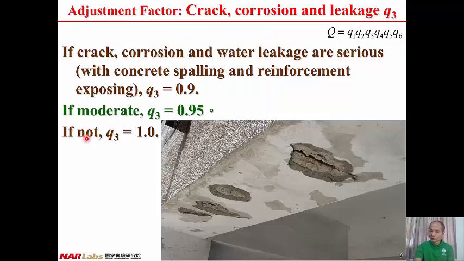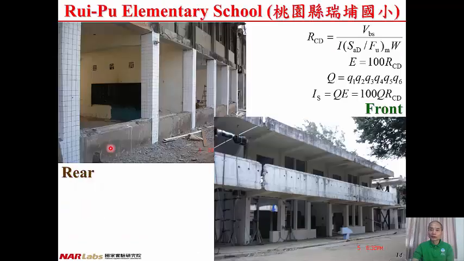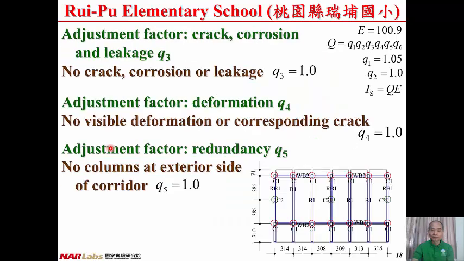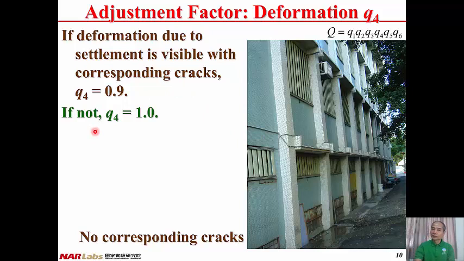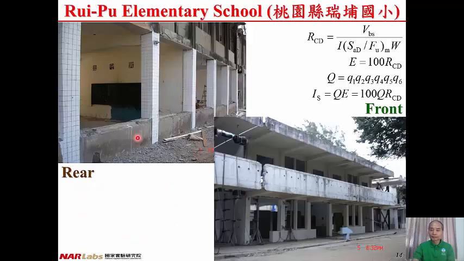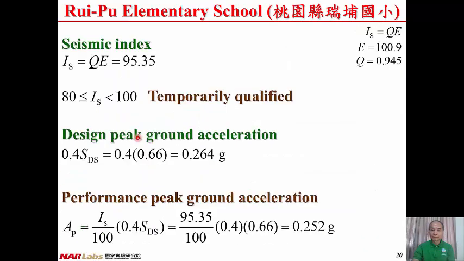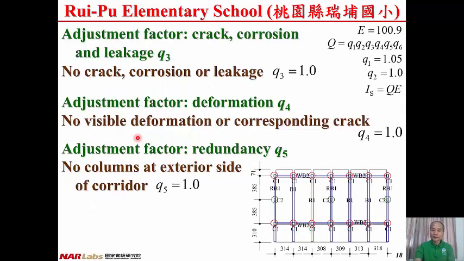If no crack, no corrosion, no water leakage, the adjustment factor Q3 equal to 1.0. Therefore, we have Q3 equal to 1.0 here. Then we move to the fourth adjustment, deformation. By observing the building, no visible deformation or corresponding crack. Therefore, Q4 equal to 1.0. If no deformation, the settlement is not visible, and no corresponding crack, then Q4 equal to 1.0.